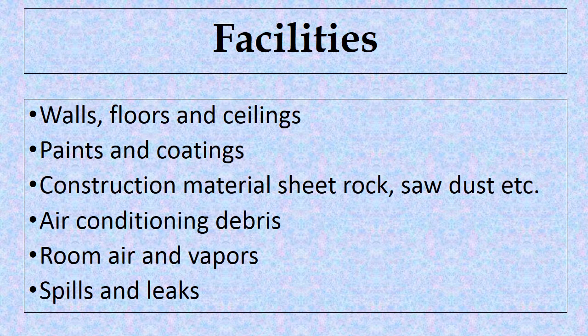Contamination from the facilities is very common. Walls, floors, and ceilings in the manufacturing area can cause contamination to the products being manufactured. Paints and coatings, construction material, sheetrock, and raw dust can be contributing factors for contamination in pharmaceutical products. Air conditioning debris, room air and vapors, along with spills and leaks, also contribute to contamination from the facilities factor.